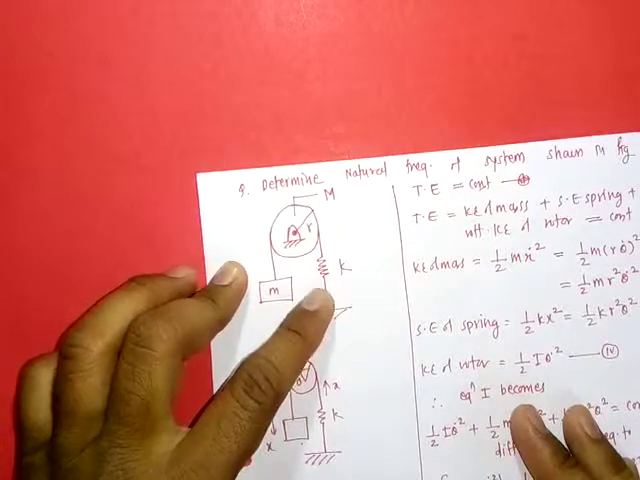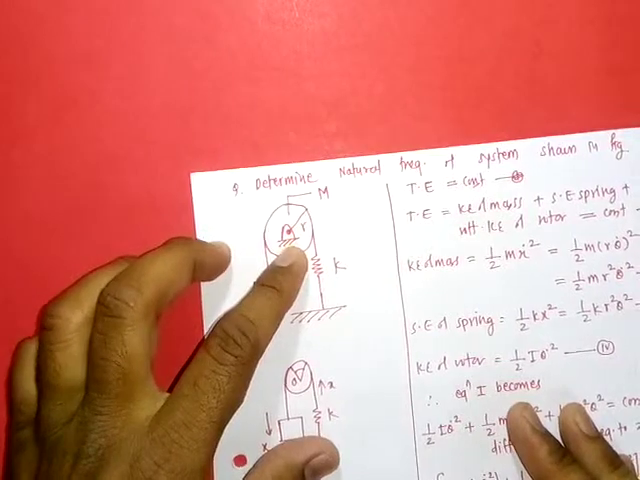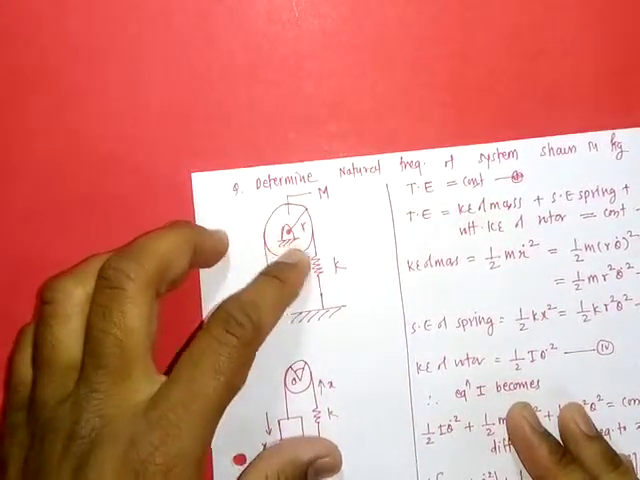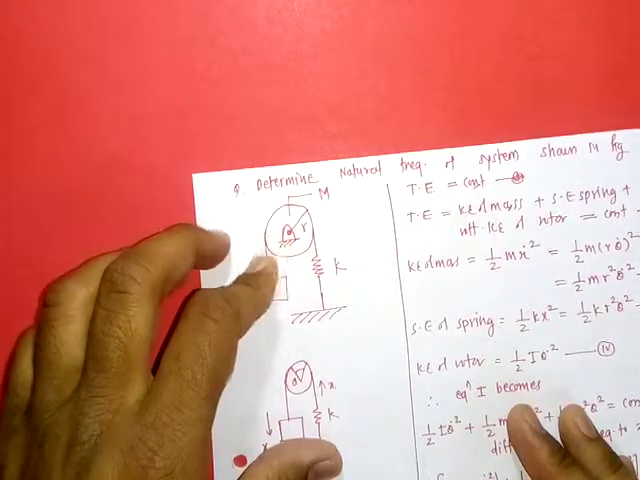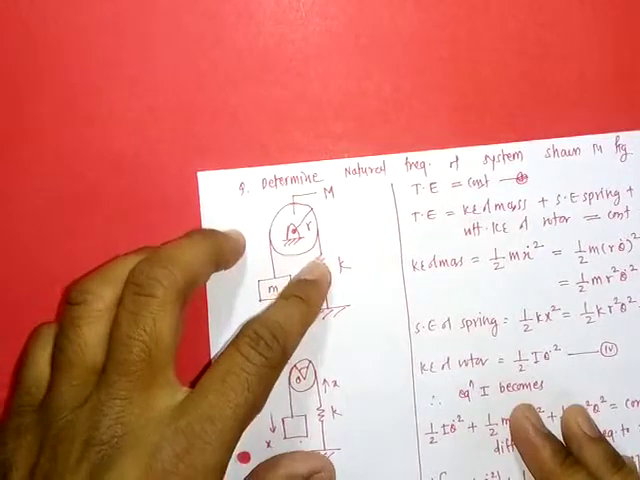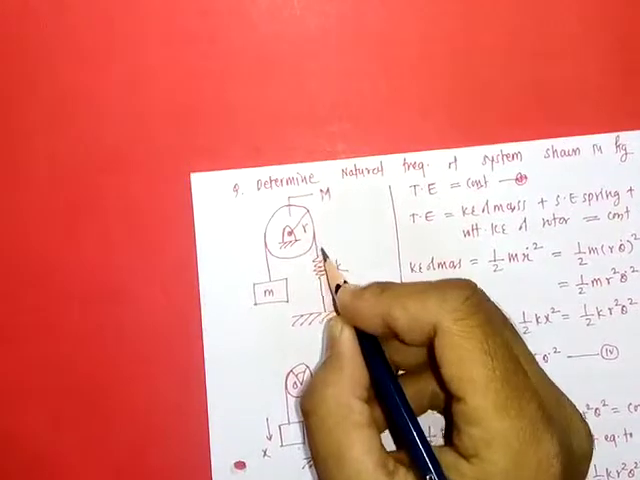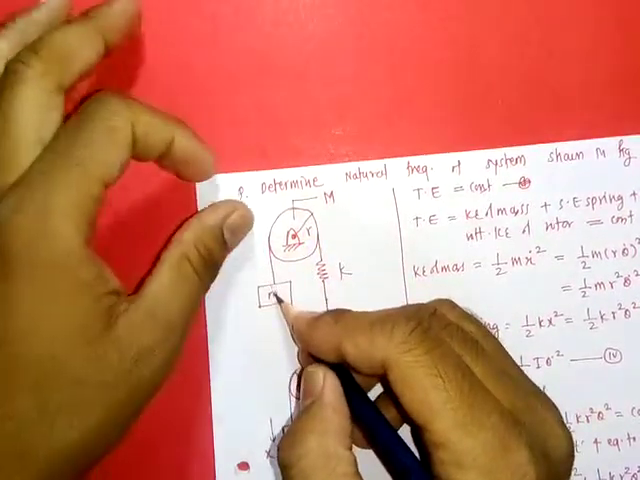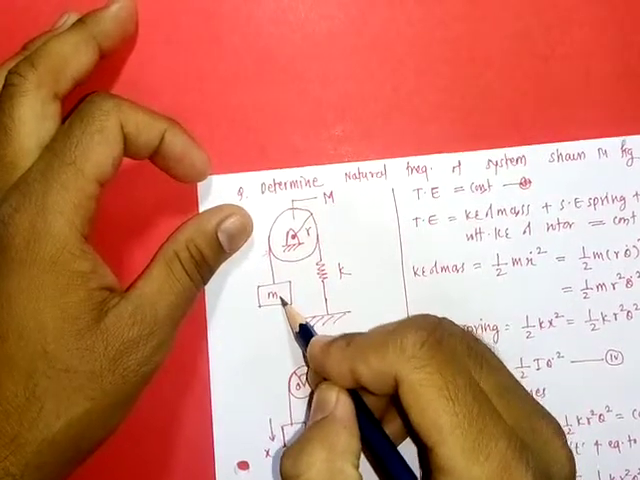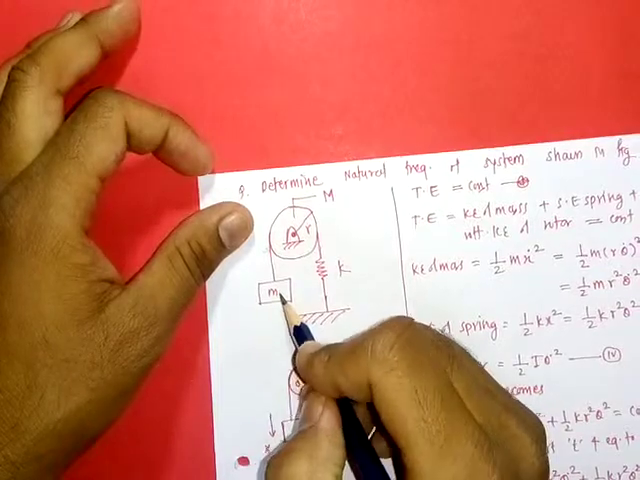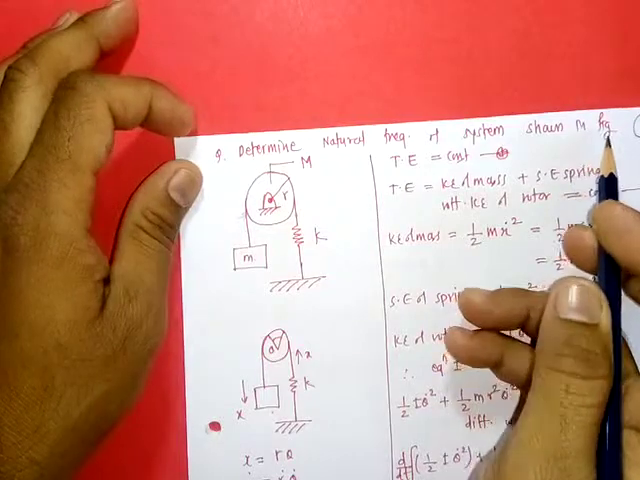In this arrangement, there is one spring, and a rotor which is hinged at this point, so it can only rotate. There is no linear motion of this rotor. It only rotates. This part is only the spring, and one string is passed over this rotor. This string is unstretchable, and a mass is attached to one end of this string. They have asked to find out the natural frequency of the system.